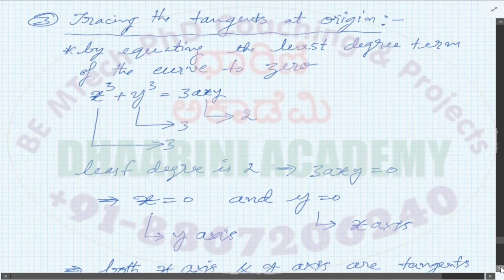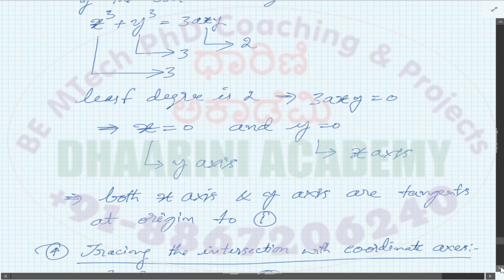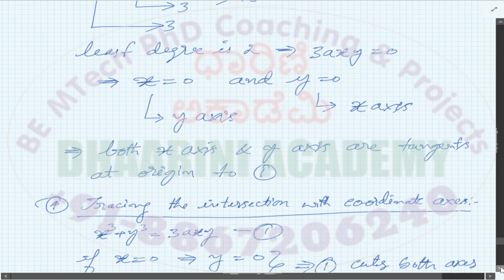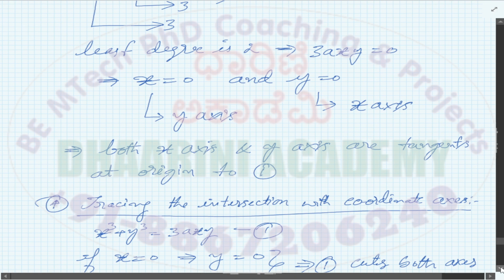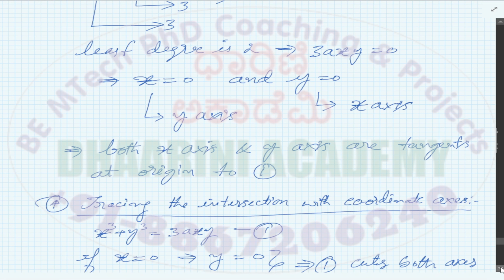So this means x equal to 0 is the y-axis, y equal to 0 is the x-axis, right? So at the origin, both of them are tangents only. Tangents means they are going to touch the curve only at one point, and my curve is not going to touch those two, x and y, at any other point. That's the meaning of this.